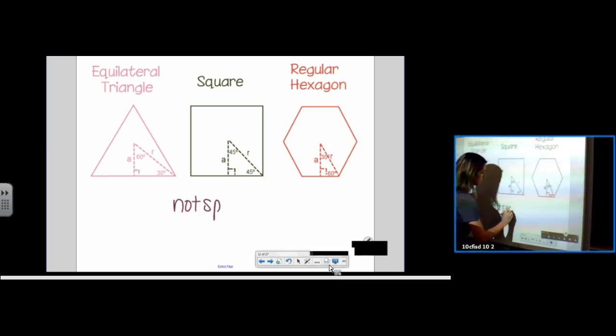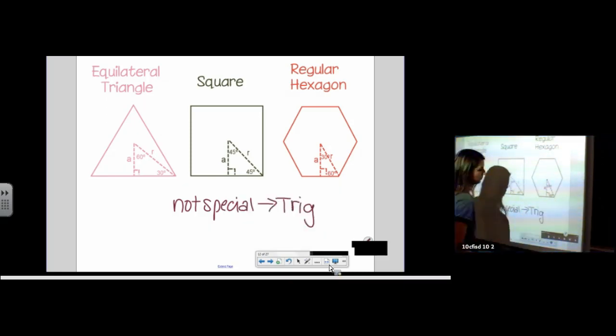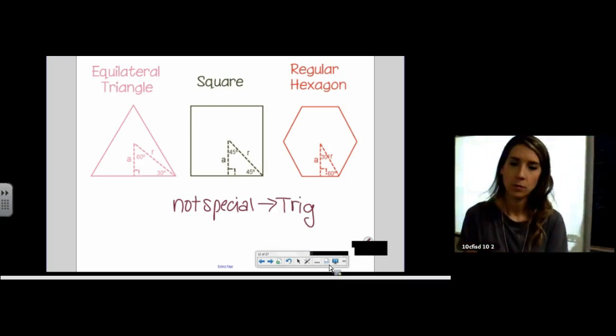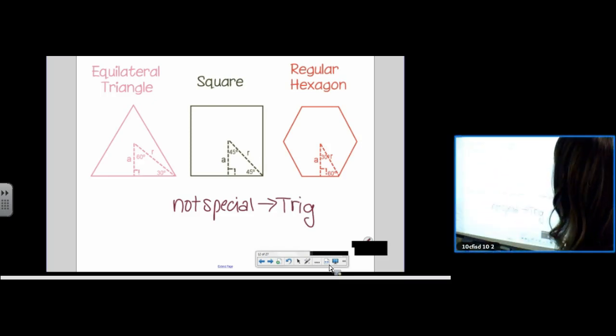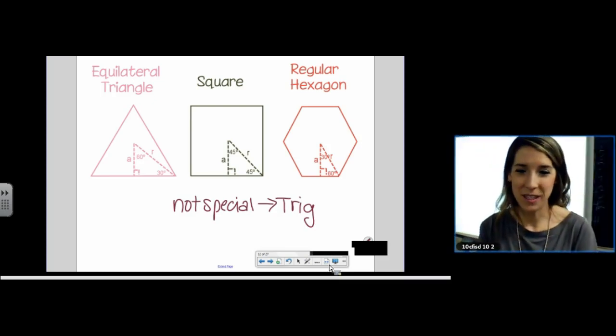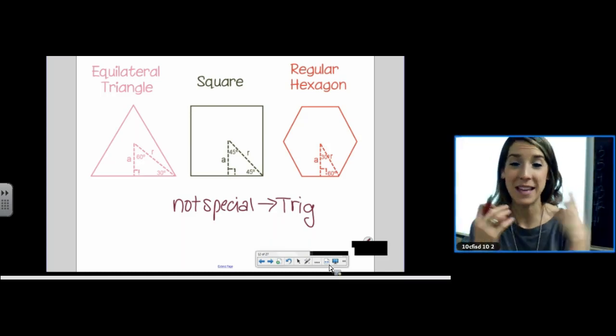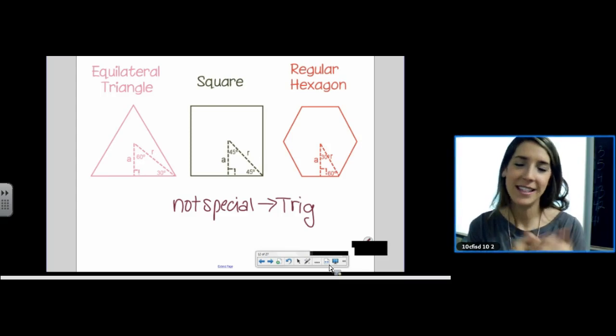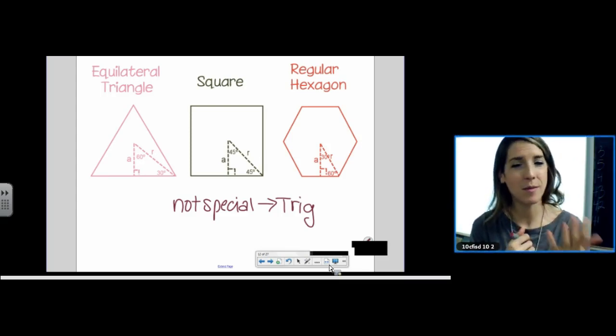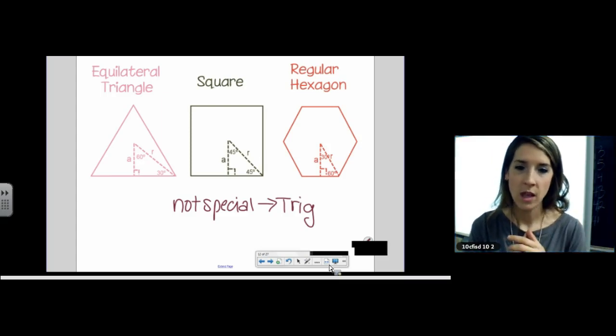The not special cases, you have to use trig. So I'm giving you time to write these down. These are the special cases where your answer can still be exact. In all the other cases, your answer is not going to be exact because you're going to have to use trig, and when we use trig, we round.